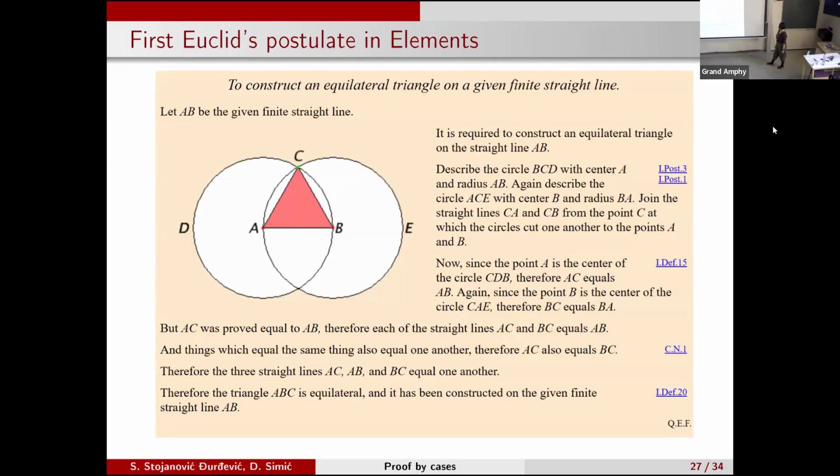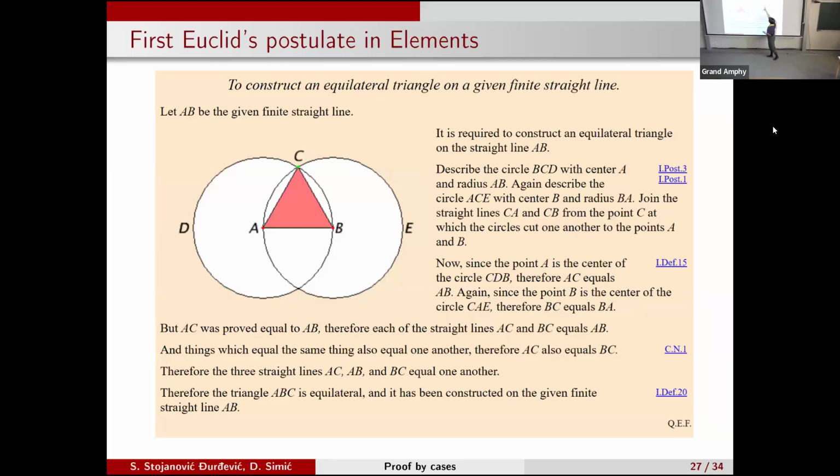And here we have one proof from the Elements, with a lot of text. What we basically want to do is construct an equilateral triangle, and you do that by drawing a circle with the center in A, then you draw a circle with the center B, and the intersection point will be the third point of that triangle.